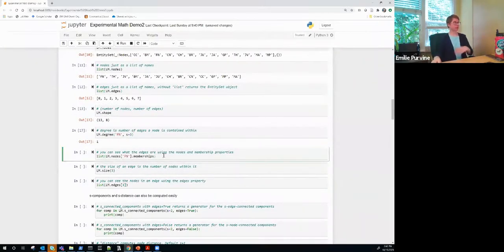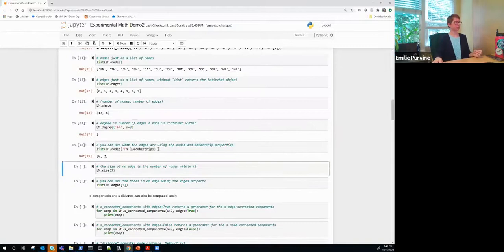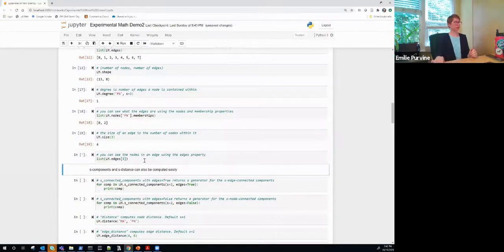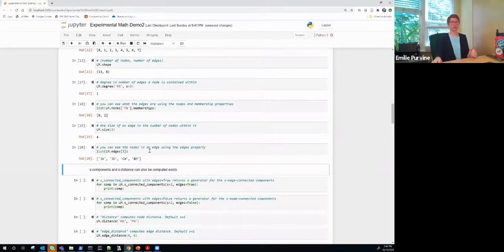If you would like to know what edges the node is in, you can use this memberships property. So this tells you that fn is in the edges 0 and 2. And then you can use size to find out the size of an edge. So the edge 3 is size 4, and you can use the edges function to find out what exactly those edges were.